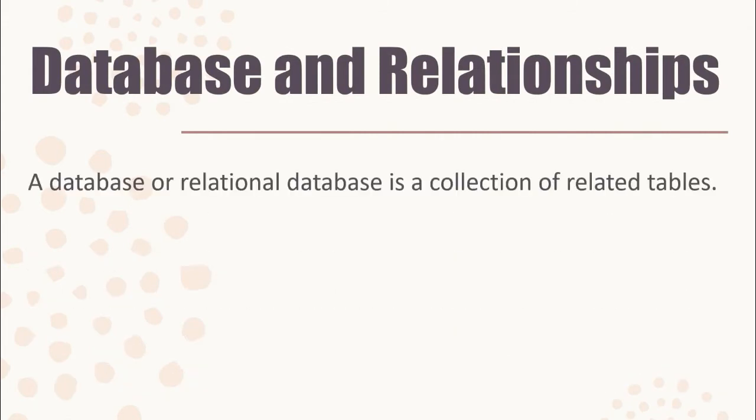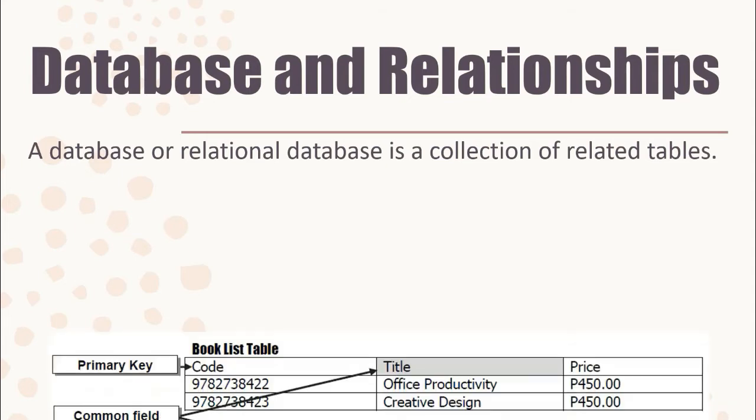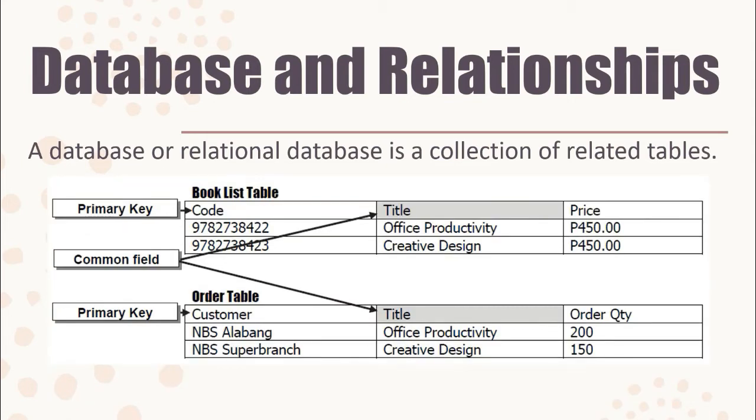Database and relationships. A database or relational database is a collection of related tables. For example, on the first table, the primary key is the code. On the second table, the primary key is the customer. Meaning, kung ito ay code numbers, ibig sabihin, ito din siya. Yung code natin na 9727 at saka ito ay sila yun. So, ibig sabihin, parehas sila, kaya sila naging primary key.